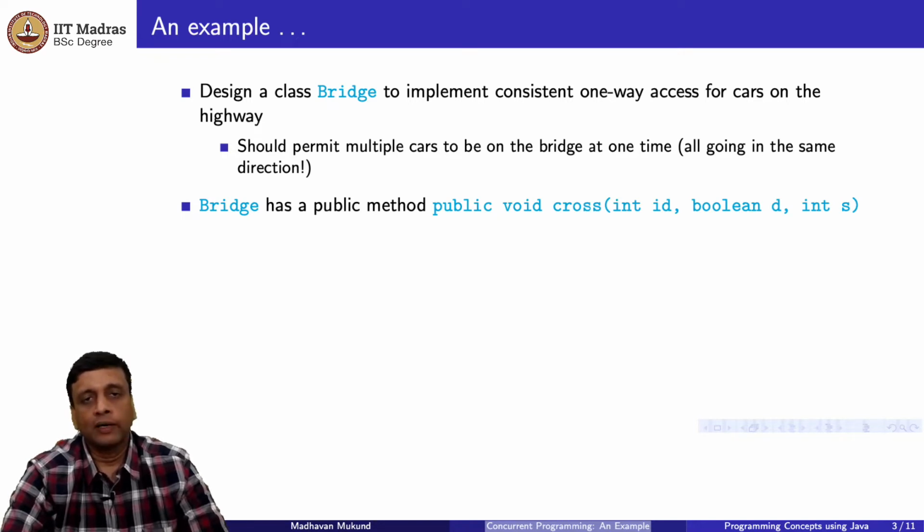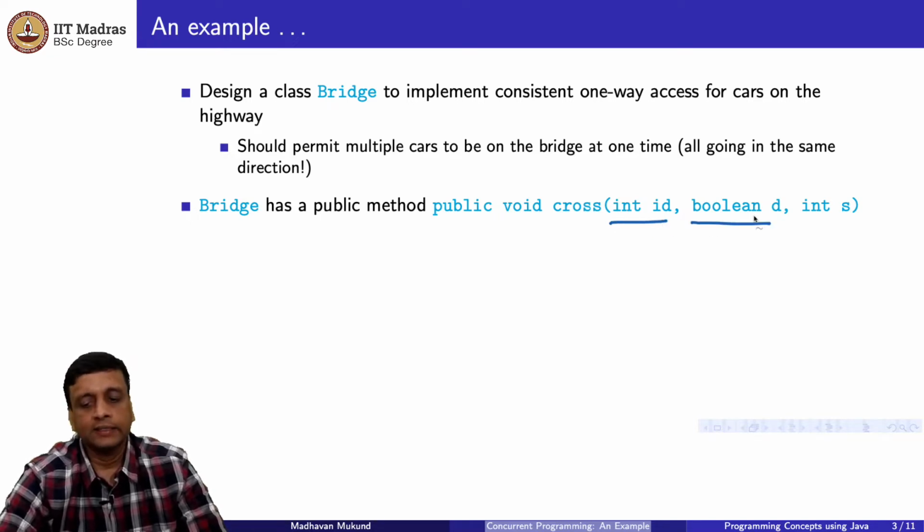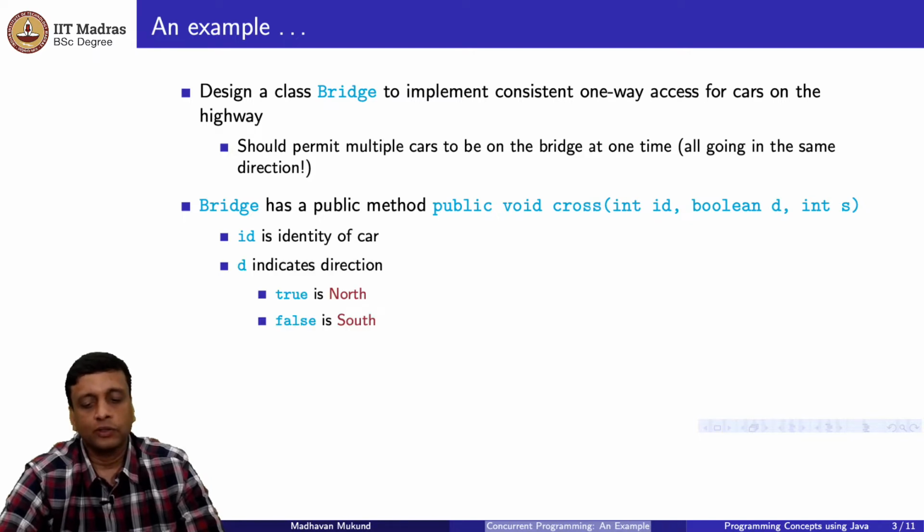So what we will have for the bridge is a method which says a car will say, I want to cross the bridge. So the car will provide its ID, so each car will be numbered. It will provide the direction in which it wants to go, right? So the direction will be either north or south. So we signify it with a Boolean. So true means north, false means south. It could be the other way around, but it's just an arbitrary choice.